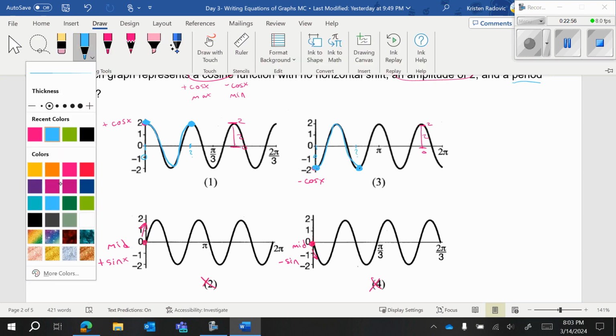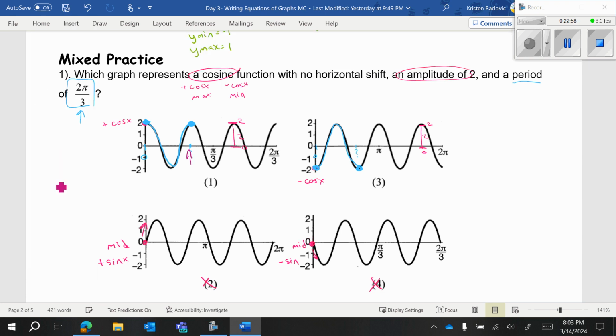So the question is, can this be 2 pi over 3? So look at where you are on the graph. 2 pi over 3 is over here. This is not 2 pi over 3, so it's not choice 1. Now, if this is 1 pi, right? 1 pi, it's very possible that this is 2 pi over 3 because 2 pi over 3 is less than pi. So to say that this might be 2 pi over 3 is an accurate description.